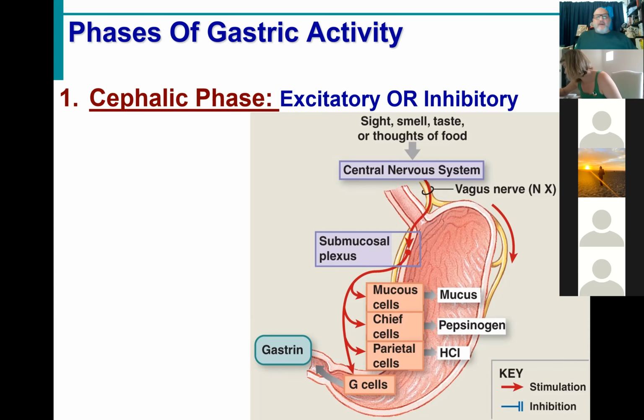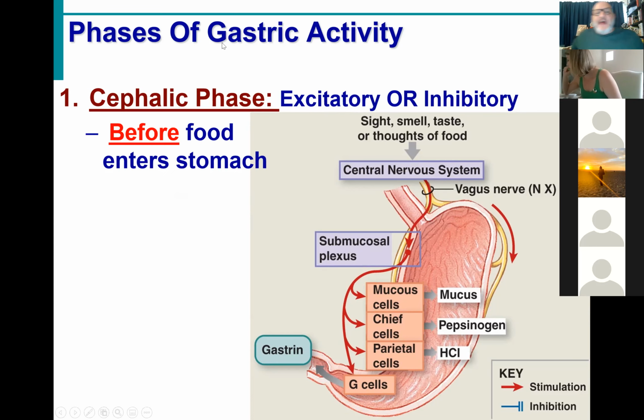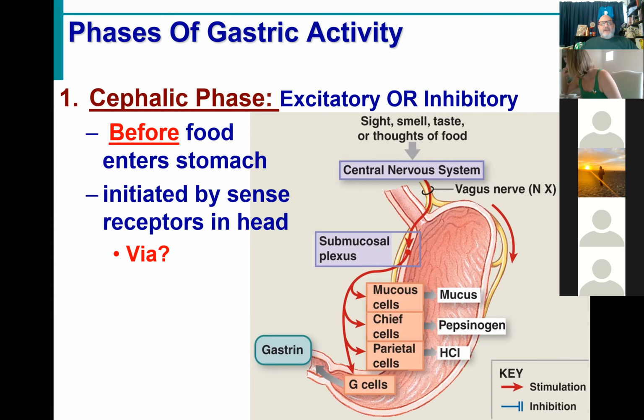All right. So as we said, our cephalic phase can be either excitatory or inhibitory, right? You either like the food or you don't like the food. You're excited about the food or you're not excited about the food. So it's not usually both. Again, the key to the cephalic phase is it is before the food reaches the stomach, and it's typically initiated by some sense receptor in our head. This can be taste, hearing, smell, sight, or like we also talked about, it can just be cognitive thought, just thinking about that food in expectation.